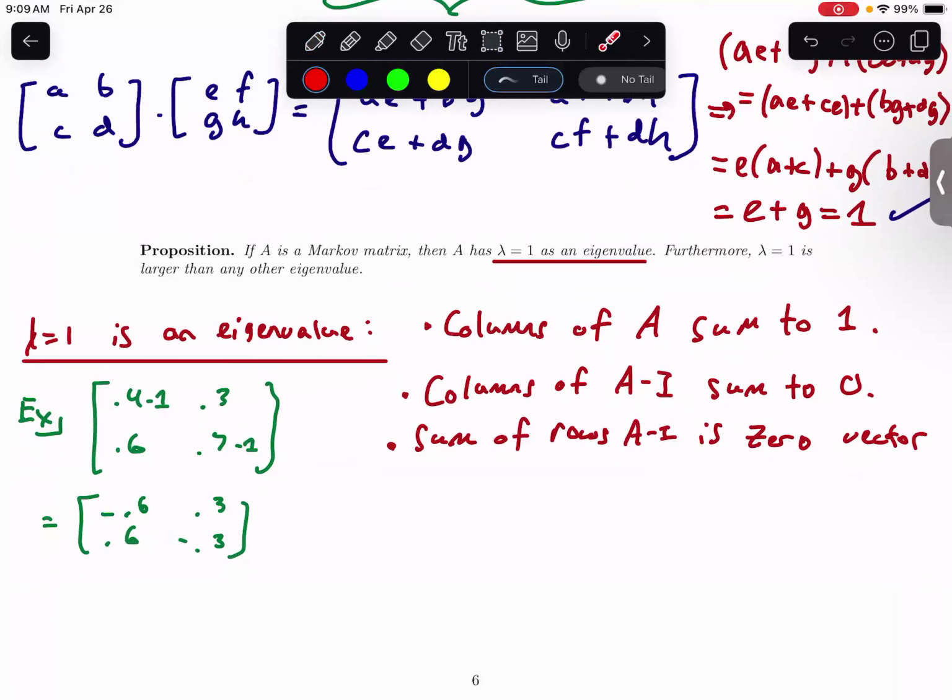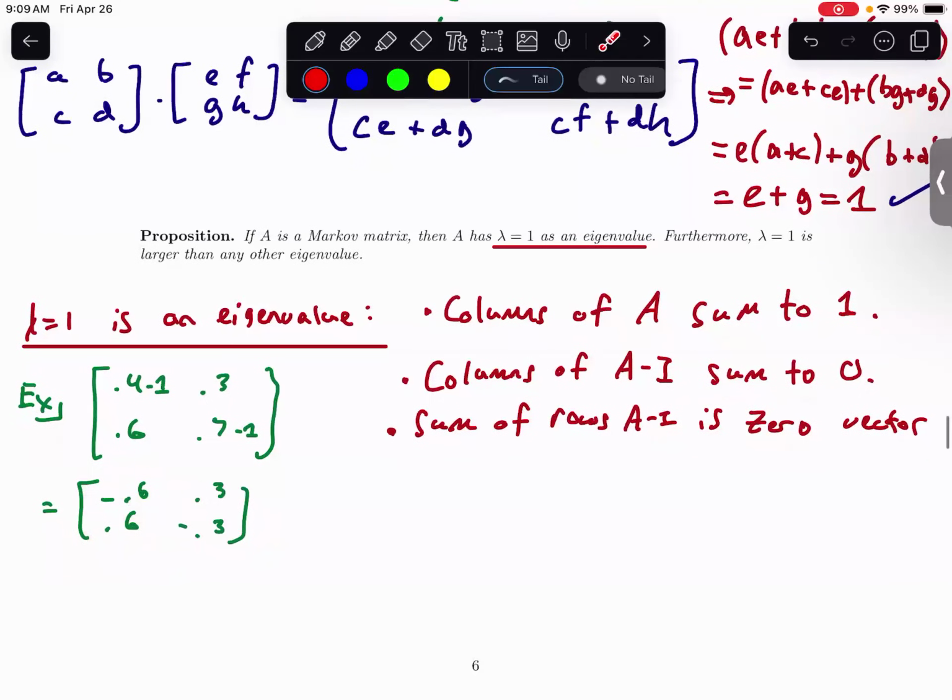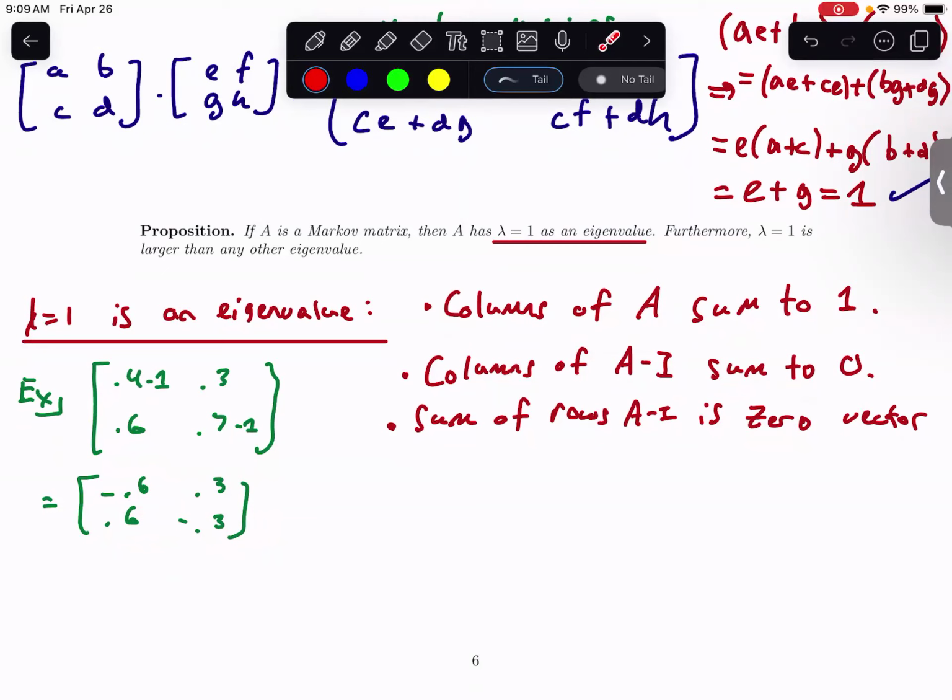Right. Like if you took the sum of these two rows, you just get 0, 0. That should be pretty clear. Okay, so if we have a matrix and we take the sum of the rows and they end up being equal to 0, what does that say about our matrix in terms of how the rows are related to one another?